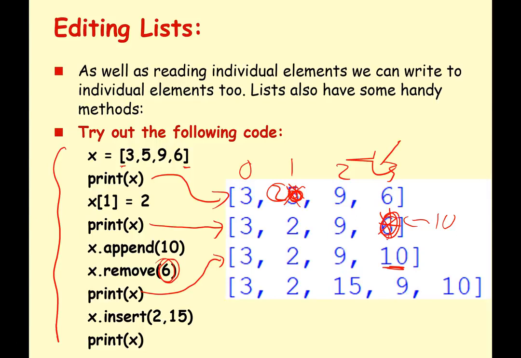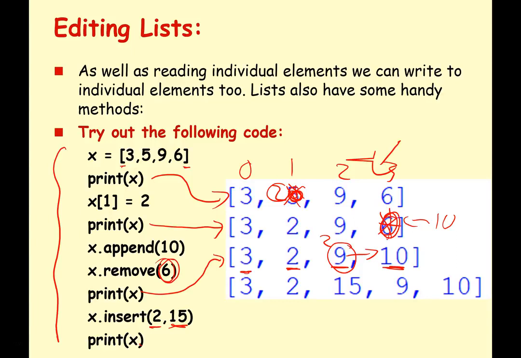Next one, x dot insert 2, 15, print x. What does insert do? Well, it means go to this position in my list, add this data item. So go to position 2, add 15. So if you look, we've got 0, we've got 1, we've got 2. So this is index position 2, and I want to put a 15 in. Now this isn't going to delete the 9, it's just going to move it along and put a 15 in where it was, then move all the other data items along one position. Again, it's inserting it, it's not deleting anything.